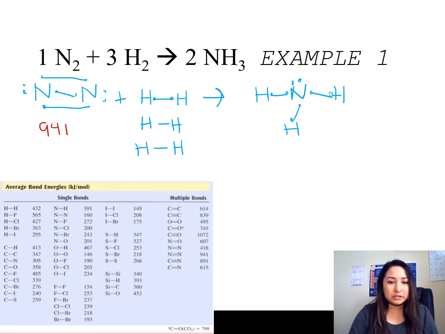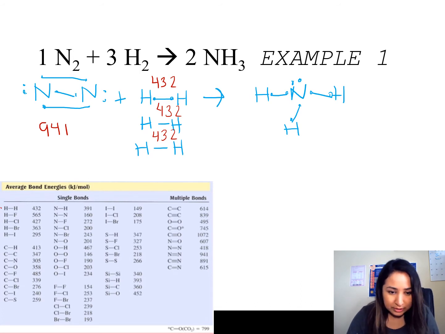Now from hydrogen to hydrogen, we have this one here, which is 432. But remember, there's 3 of those types of bonds. And now from nitrogen to hydrogen, or hydrogen to nitrogen, where is that one? Oh, right here in the top. It is 391. So 391, 391, 391.